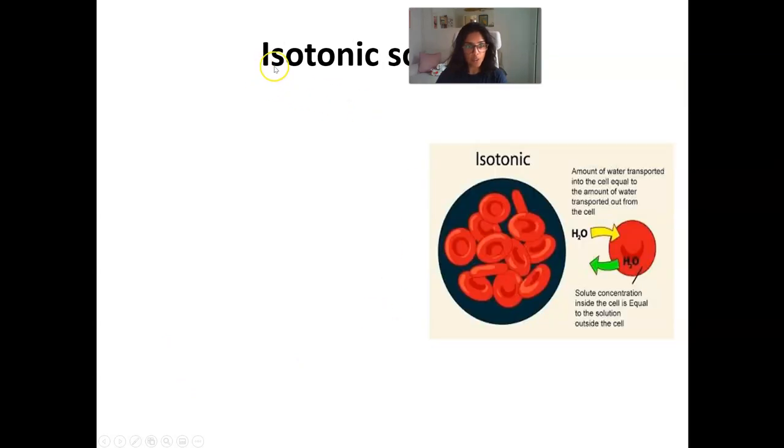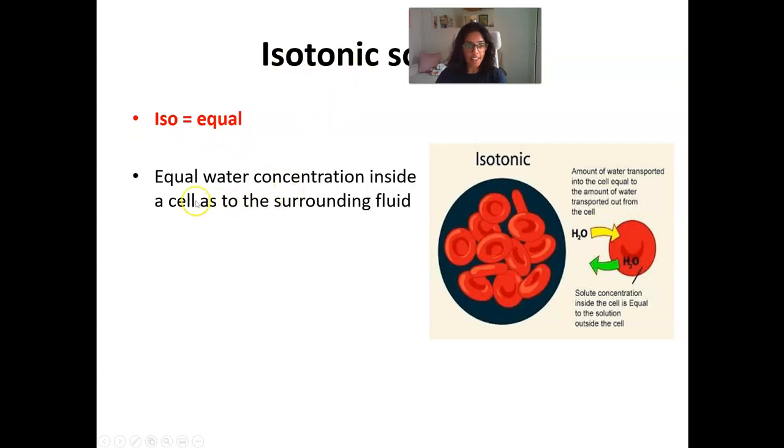The first one we're going to be looking at is isotonic, and you need to know that the term iso means equal. So what we're really saying in an isotonic solution is that it has an equal concentration of water inside and outside of a cell. So this cartoon here is showing a red blood cell, and we can say that the solution around the outside of this red blood cell has an equal volume of water as the inside of that red blood cell.